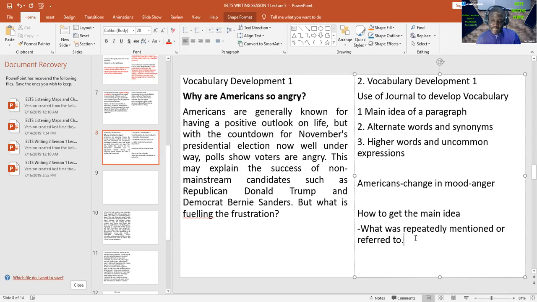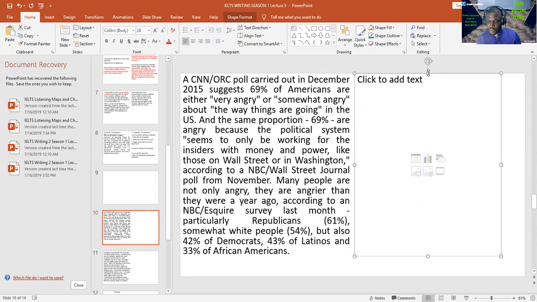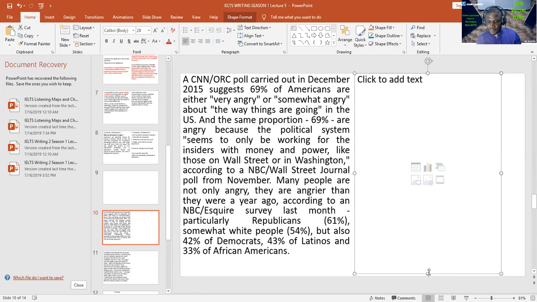How to get the main idea? If there's anything that is constantly repeated and referred to, that's how you get your main idea. It is easy for some people to get it because it's the action, the actor, the subject, the predicate. But in a complex situation, you are looking around yourself: what's all this about?